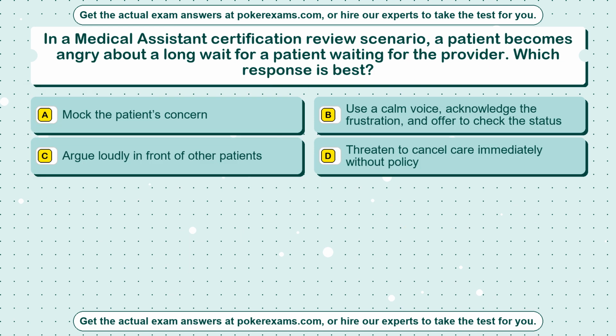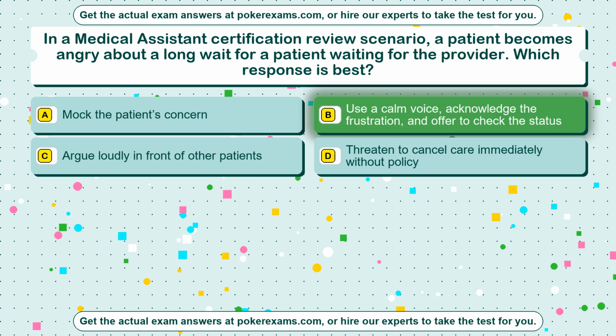Question 81. In a medical assistant certification review scenario, a patient becomes angry about a long wait for the provider. Which response is best? Option A, mock the patient's concern. Option B, use a calm voice, acknowledge the frustration, and offer to check the status. Option C, argue loudly in front of other patients. Option D, threaten to cancel care immediately without policy.